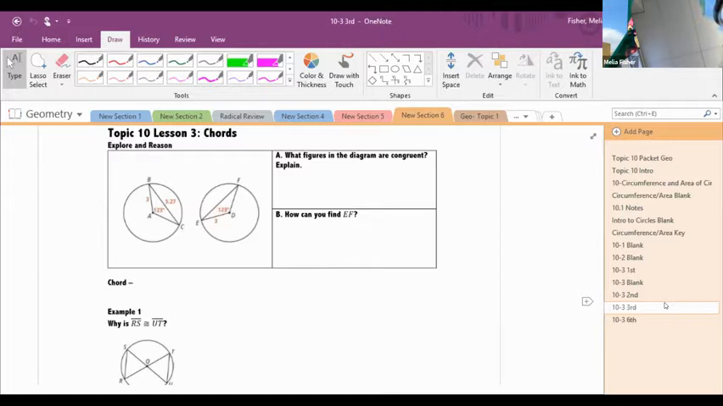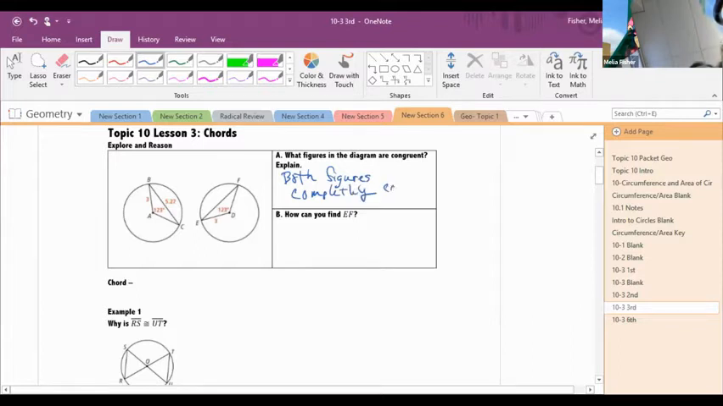Okay, so who knows what figures in the picture are congruent? Yes. AB, AC, BD, and well, they are congruent, like both figures, I guess. The whole figures are congruent, right? Yeah. Both figures completely congruent. That's what you're saying. Yep.